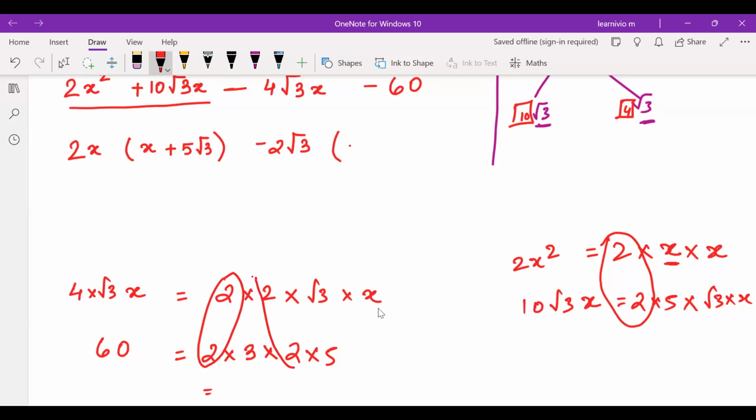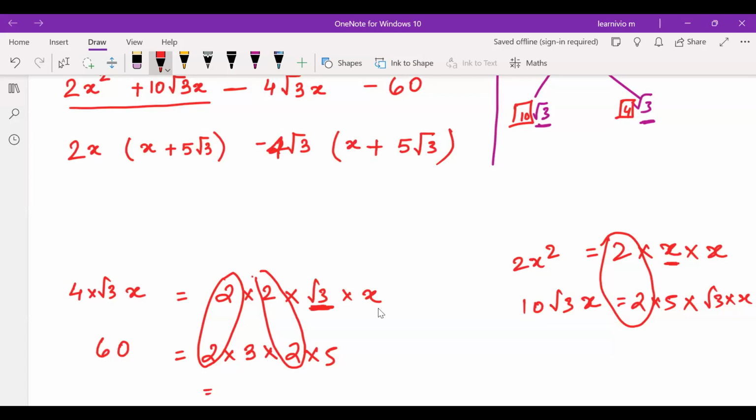Can you see? Yes, there are two 2's. So can we say 4 root 3 is common? Yeah, we can say 4 root 3. Then the remaining will be x plus 5 root 3. Perfect. And we are done. Right, Zoha? Yes.